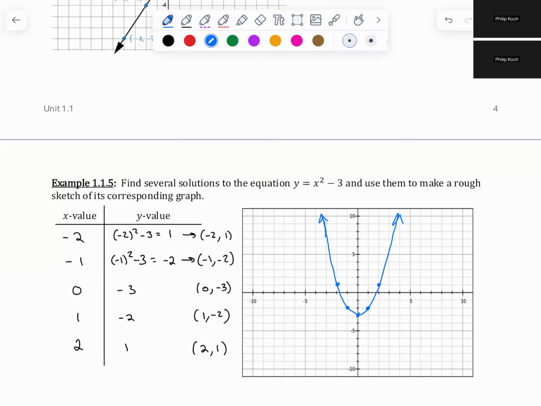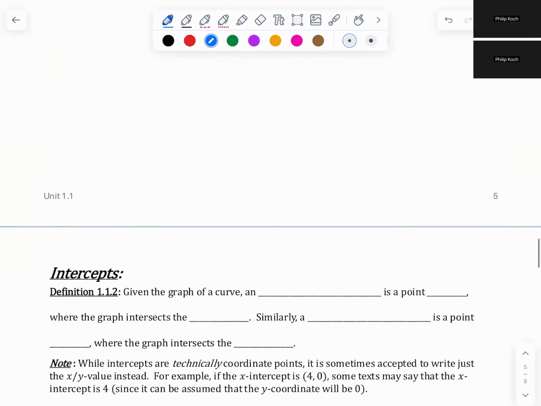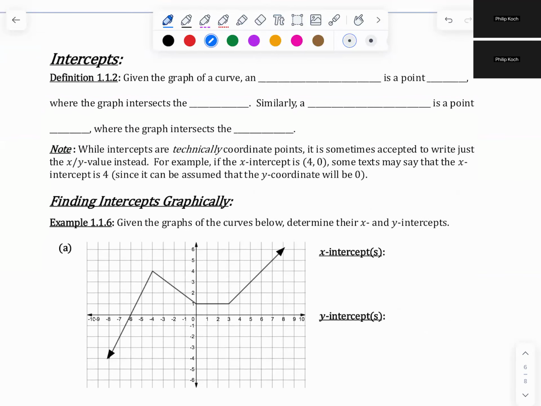Next are intercepts. So given the graph of a curve, wherever it may be, an x-intercept is a point a comma 0 where the graph intersects the x-axis. Similarly, a y-intercept is a point 0 comma b where the graph intersects the y-axis.